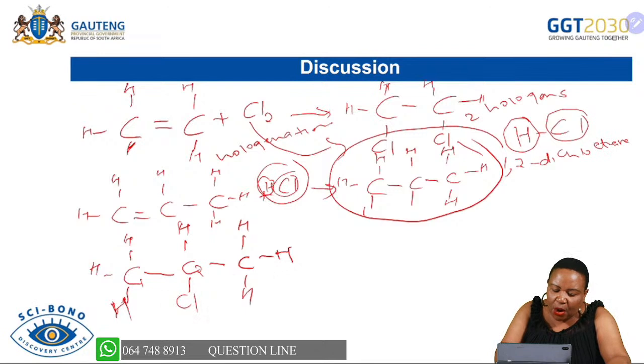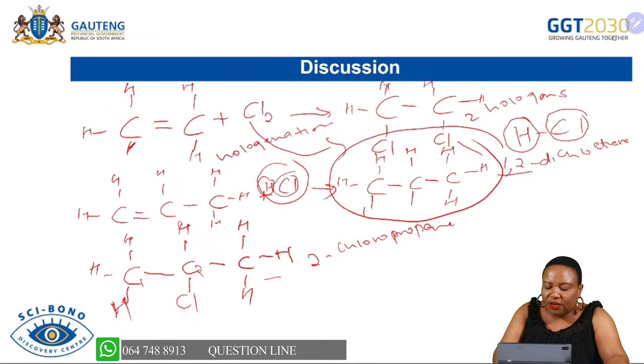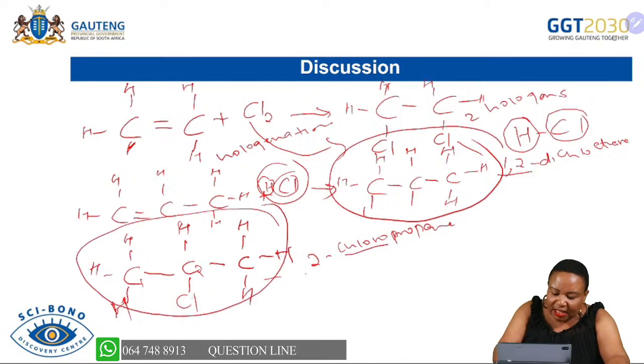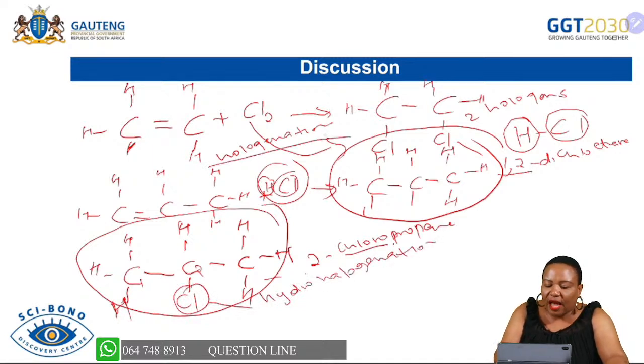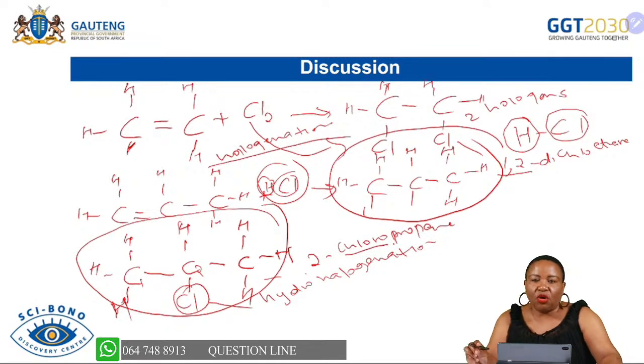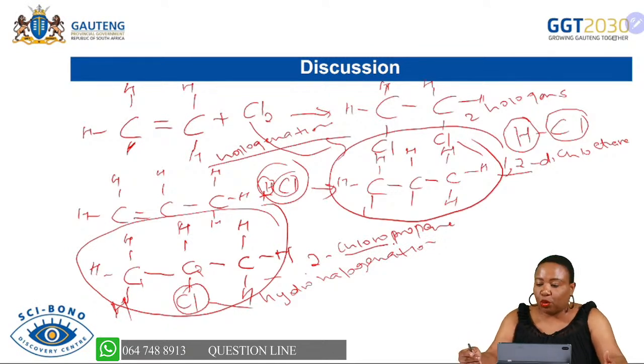And then this one is going to form 2-chloropropane. Now if we look at this one, there are 2 halogens. If you look at this one, it's only 1 halogen, meaning that if you can see a compound like this having 1 halogen, you can know that it's formed under hydrohalogenation. But if there are 2 halogens, it's formed under halogenation. So I wanted us just to know the difference between the two.